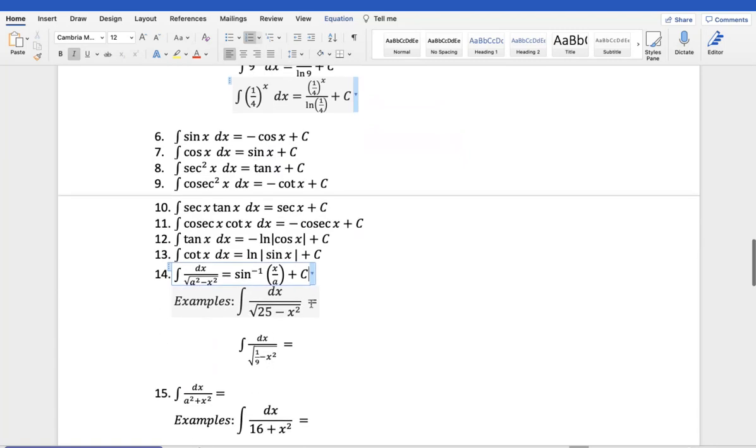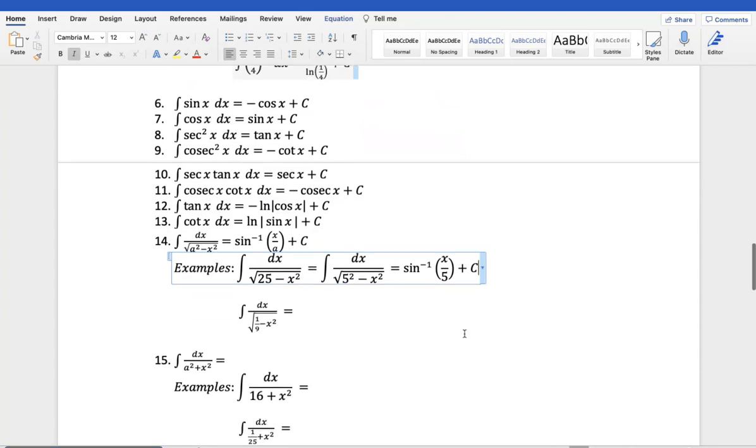And to illustrate that, we have just a few examples here, where we have the integral of dx over the square root of 25 minus x squared. We note that 25 is just 5 squared, right? So in our case, a is equal to 5. So therefore, this integral is just equal to the sine inverse of x over 5 plus c, right?